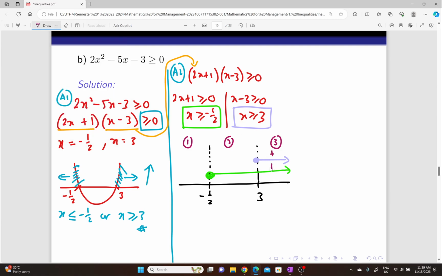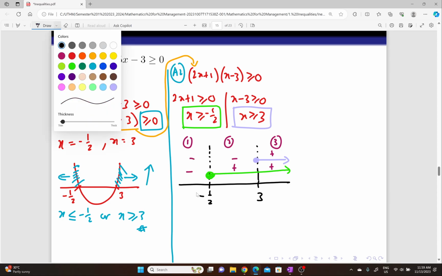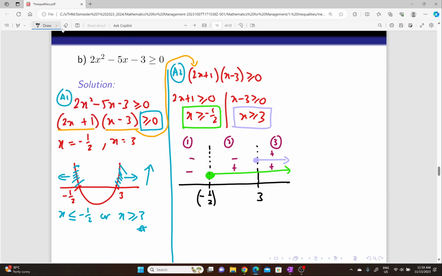There's a number, put a plus, plus, minus, plus, minus, minus. Plus, minus, plus, and we want positive. You choose positive, which is x less or equal to negative 1 over 2, or x greater or equal to 3. The same answer you will get.